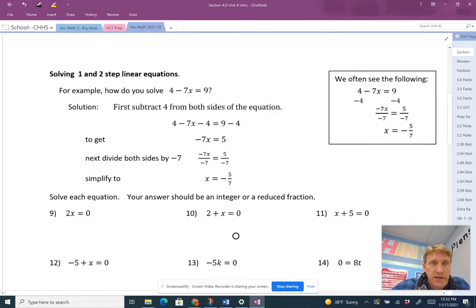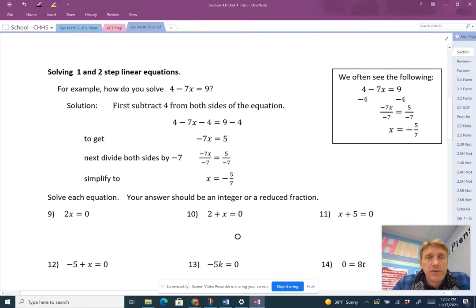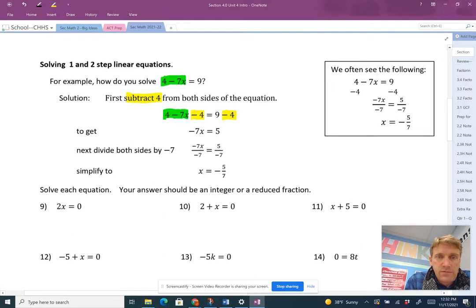the next section where we're talking about solving one and two-step linear equations. We've given an example. How do you solve 4 minus 7x equals 9? And so the first step is to subtract 4 from both sides of the equation. So this minus 4 is the only thing that's different from the original equation. 4 minus 7x on the left and 9 on the right.